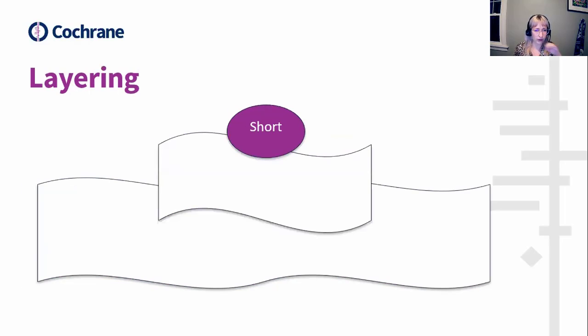So we'll start with the short layer or the top layer. And this one is really the most important because it may be the only thing that people read. And it's usually the first thing that people will read. So with that in mind, we have to think about what we want our audiences to know if that's the only thing they'll see about this particular review or the thing that you're trying to promote.